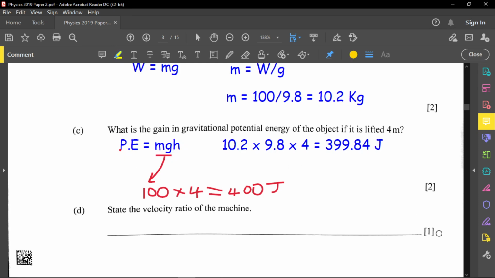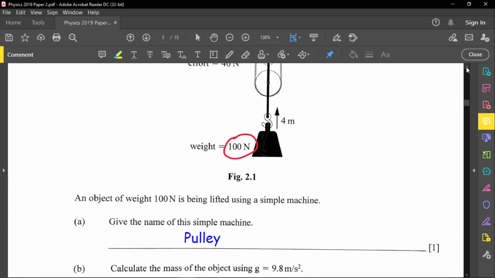All right, so let's go to the next question here. It says, state the velocity ratio of the machine. State it. There's no need to calculate it. And so let's go to the pulley system. I'm going to show you something that you need to know.